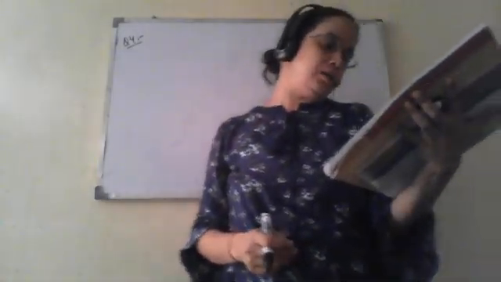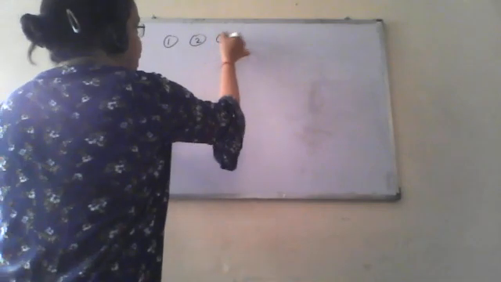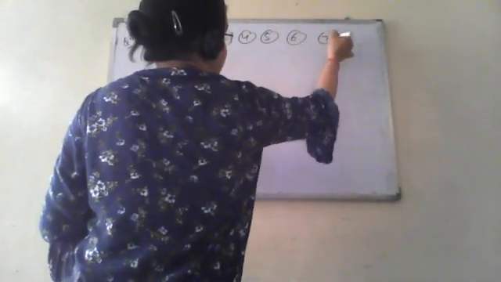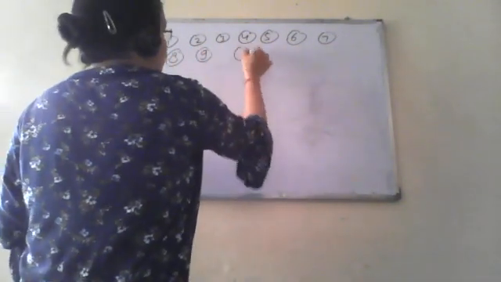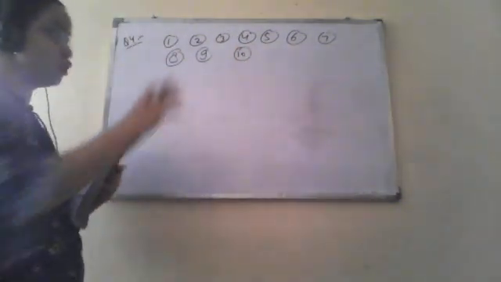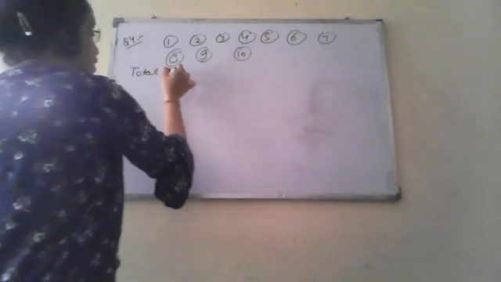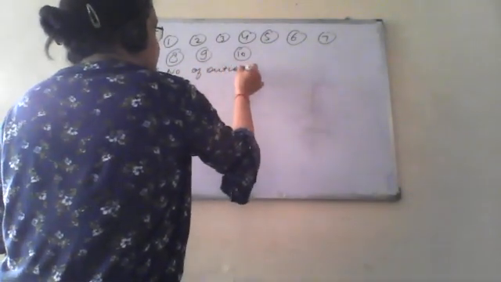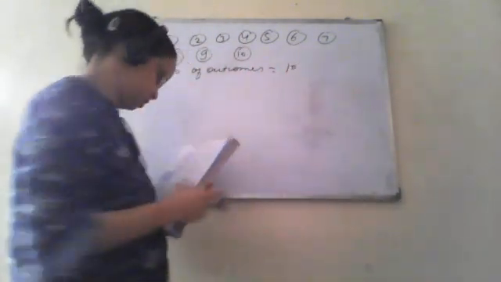Numbers 1 to 10 are written on 10 different slips. So 10 different slips are there, so we have 10 different numbers. These are different slips, and different numbers are written on these slips ranging from 1 to 10. These are the total number of outcomes. So the total number of outcomes will be 10, because we can pick any of these slips.